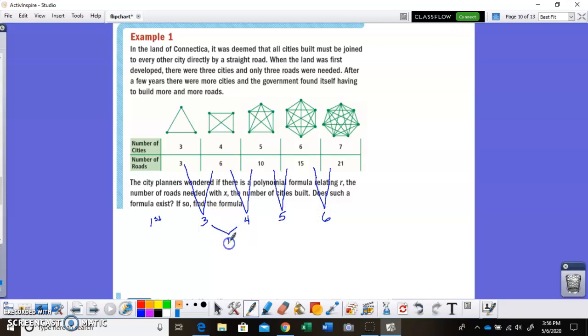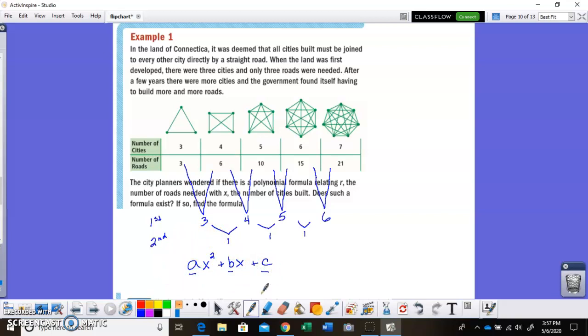If we do our subtractions here, 4 minus 3, 5 minus 4, and 6 minus 5, that gives us 1. That is in the second line of finite differences. So that means that we will have a polynomial that is a quadratic. So it will look like ax squared plus bx plus c. Okay? So now we have to figure out what that a value and that b value and that c value is.